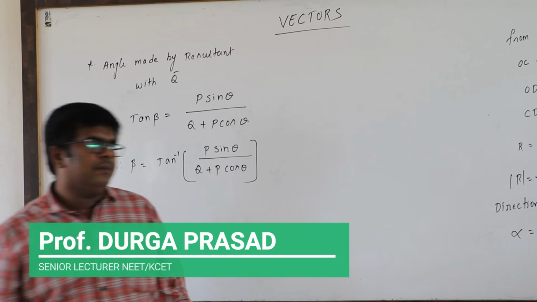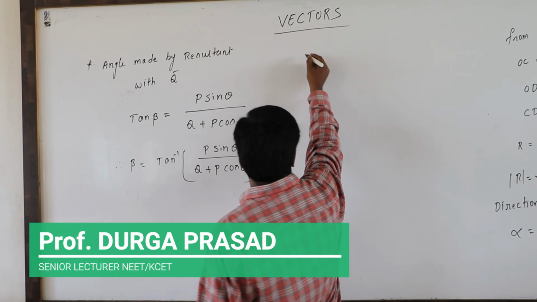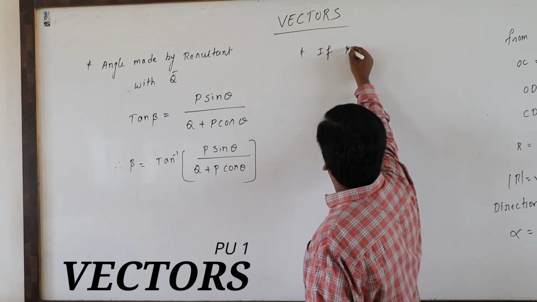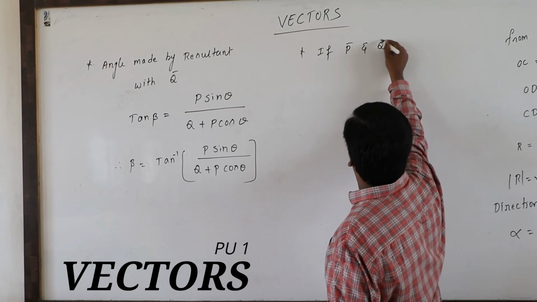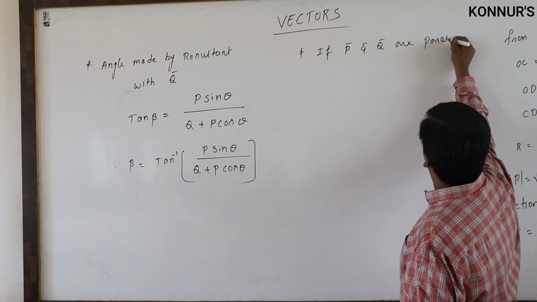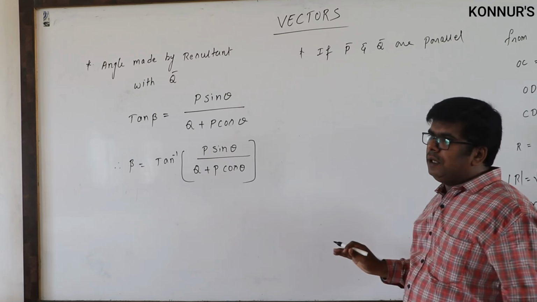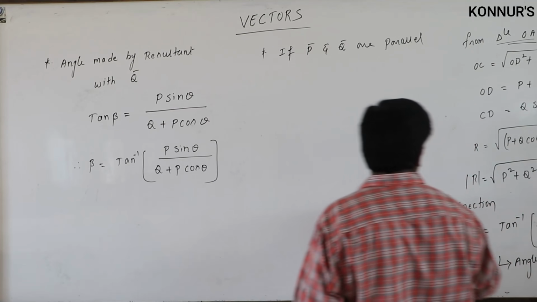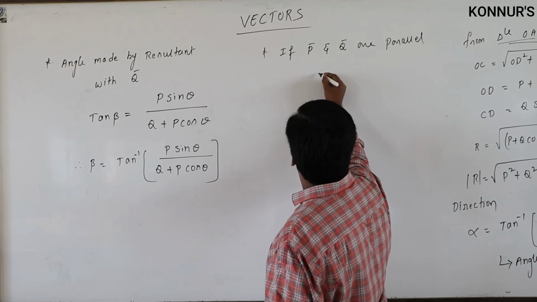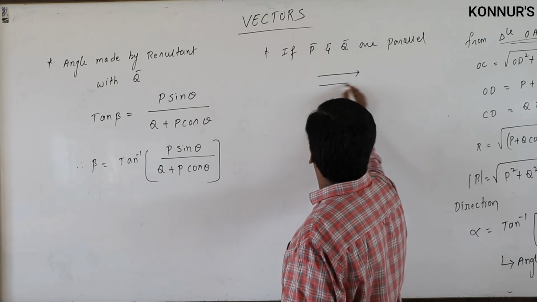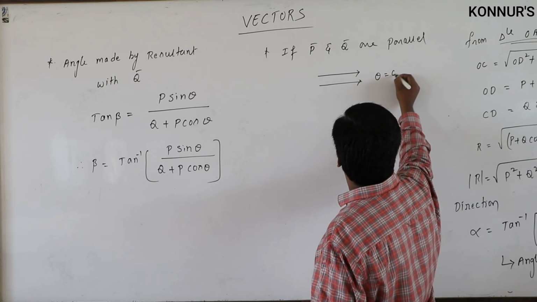Suppose two vectors are parallel to each other, if p bar and q bar are parallel. So q bar and p bar are parallel to each other. Here the angle made by p bar and q bar, angle theta, equals 0 degrees.